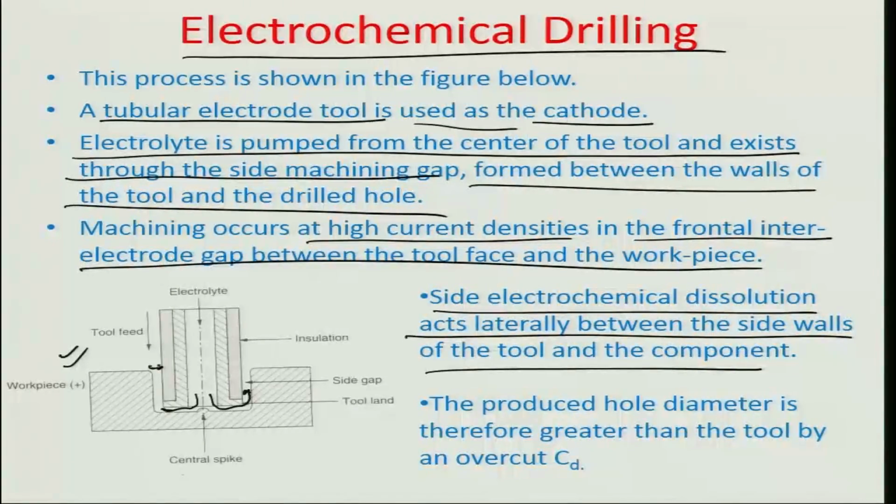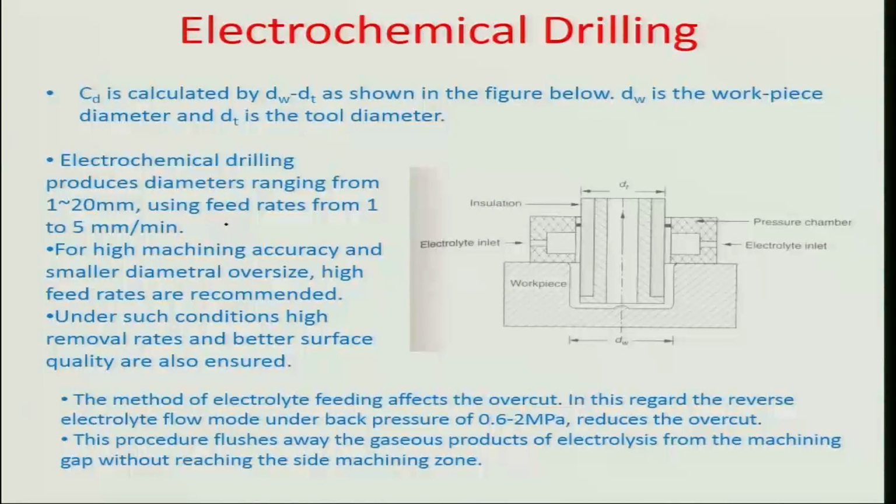So you have some kind of gap or tolerance between the final diameter and the tool, even though the tool is well insulated. So that is what electrochemical drilling is. So CD can be calculated by looking at what is going to be the final workpiece diameter and what is the tool diameter. So CD is basically dW minus dt, and this process produces diameters ranging from about 1 to 20 millimeters. Feed rates are extremely small, varying from 1 to 5 millimeters per minute.